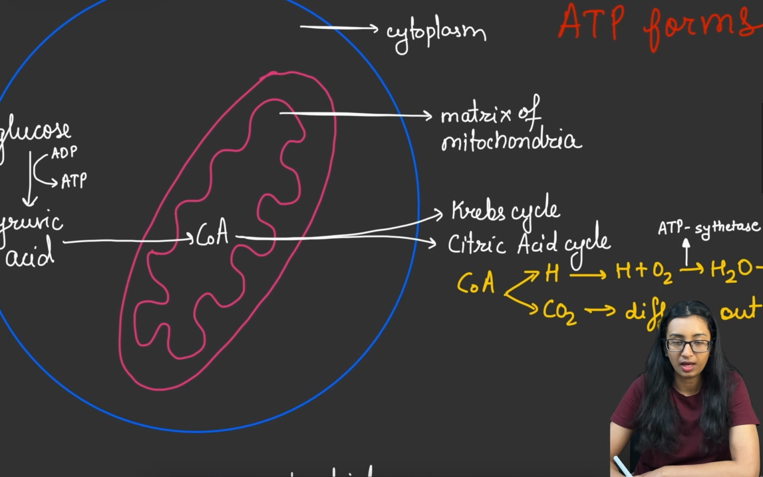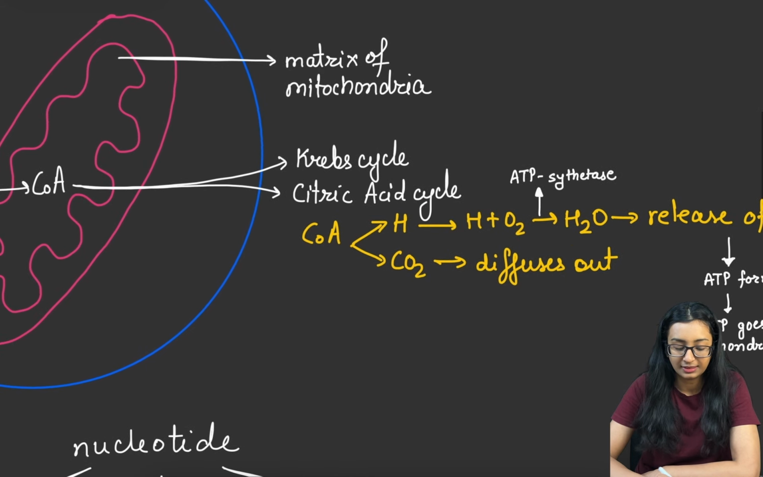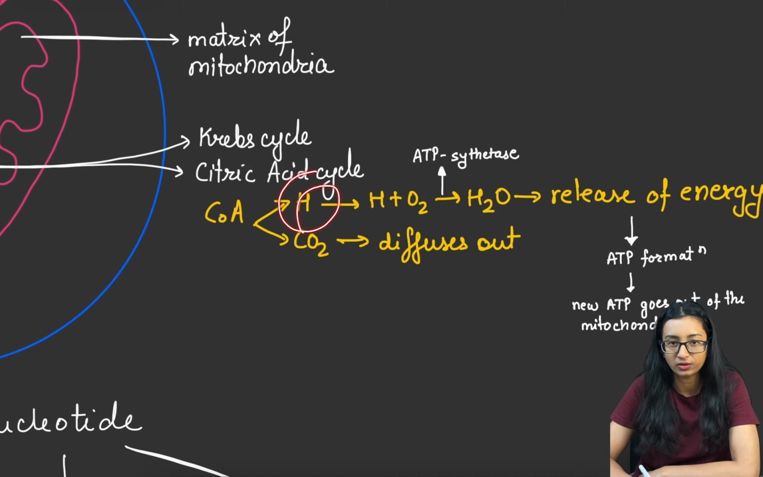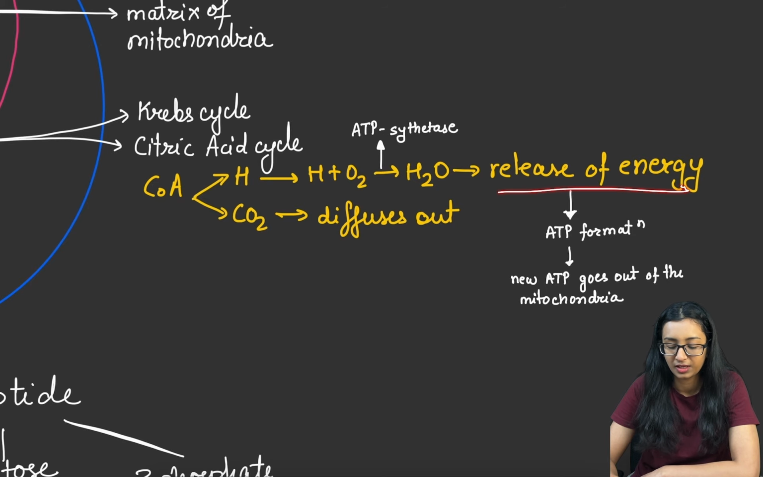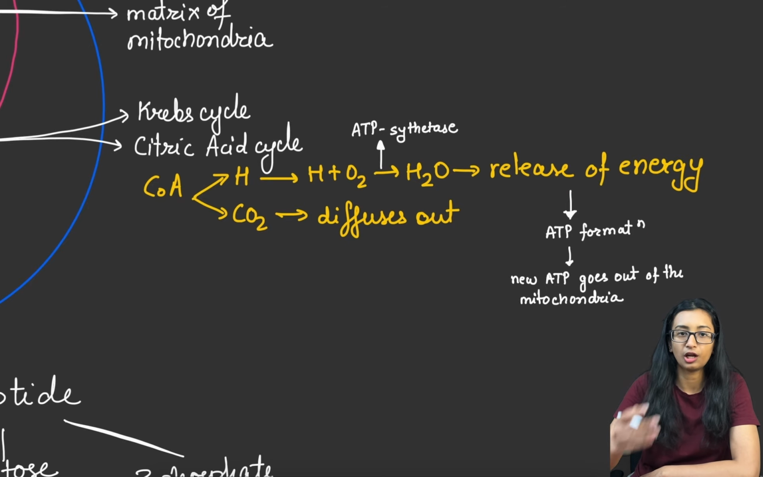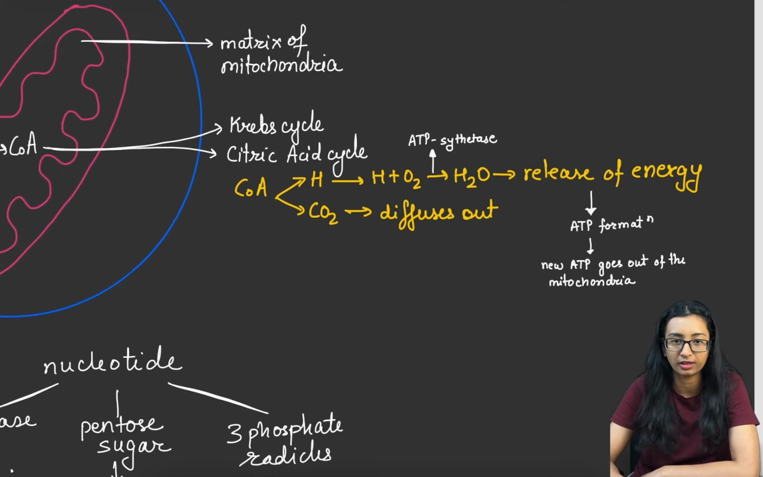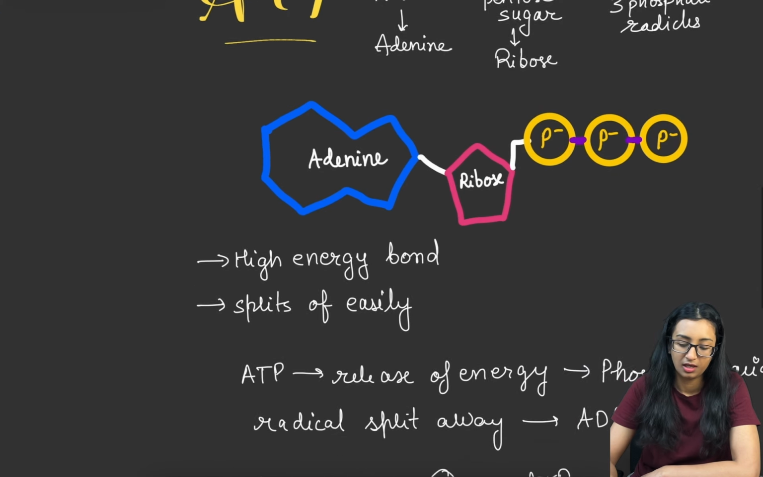The acetyl coenzyme A will further go into the Krebs cycle or citric acid cycle, CAC. In the citric acid cycle specifically, the acetyl coenzyme A releases hydrogen atoms and carbon dioxide. Carbon dioxide will diffuse out, and hydrogen will combine with oxygen to form water. To form water, we need ATP synthase, the protein enzyme present in the membrane of the mitochondria. This will again lead to the release of energy, and ATP formation takes place. Now this new ATP goes out of the mitochondria and is utilized where it is necessary.